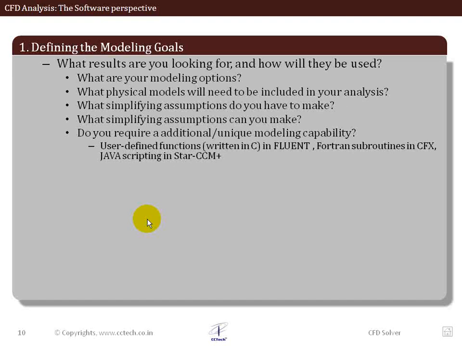So we are going to look at what is the kind of physics involved, if we have to put in some assumptions, whether we can simplify a problem. In some cases, when the features are not available within a given software, we might have to customize it. So that's what is meant by customization. So we need to ask these questions to ourselves.